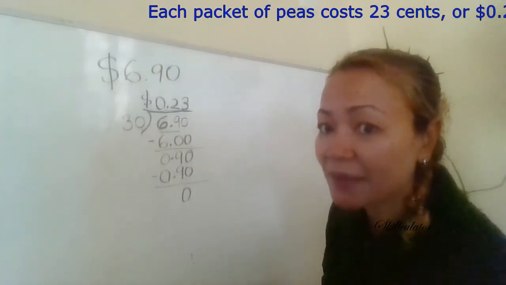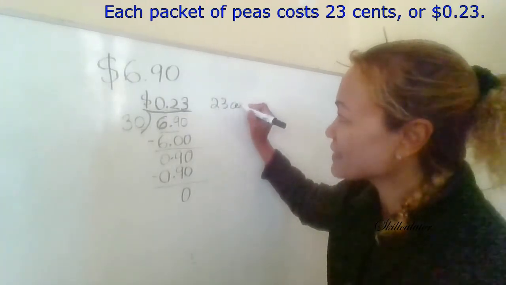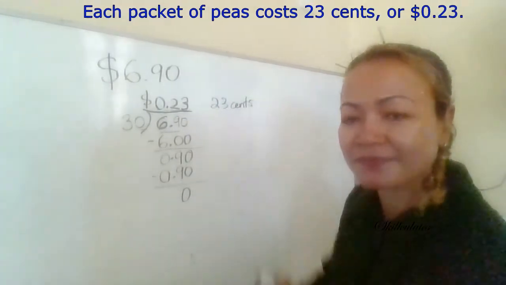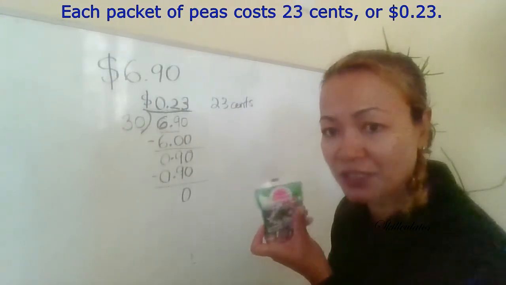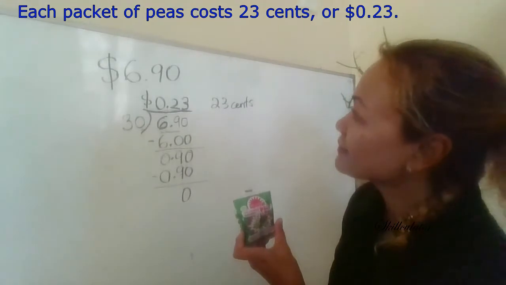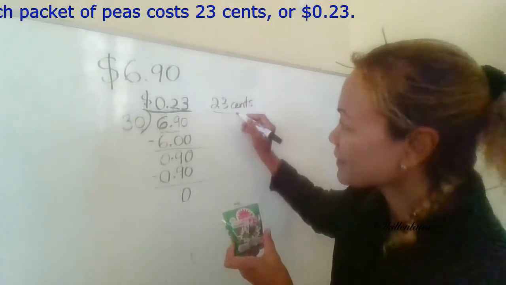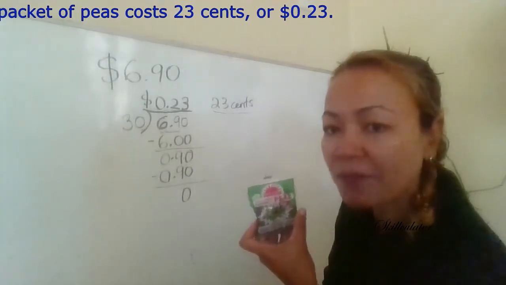0.23 of a dollar is the same as 23 cents. 23 cents for each packet in a bag. Okay, so now we know how much each bag costs.